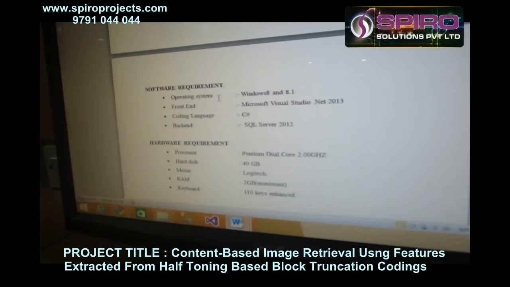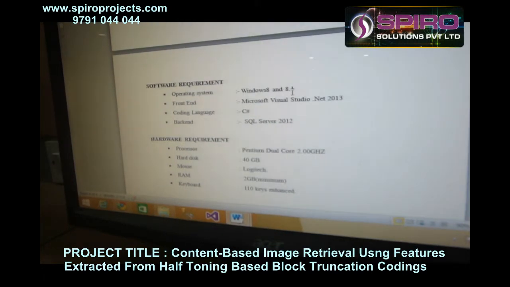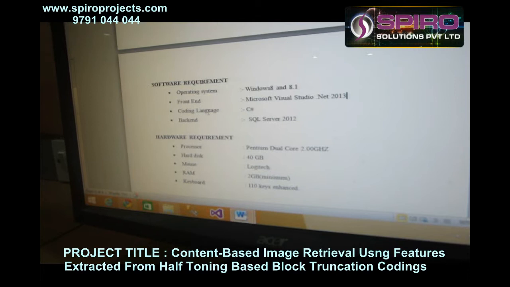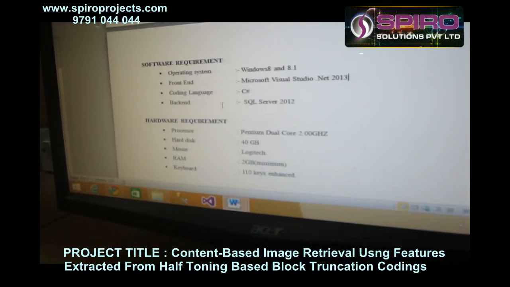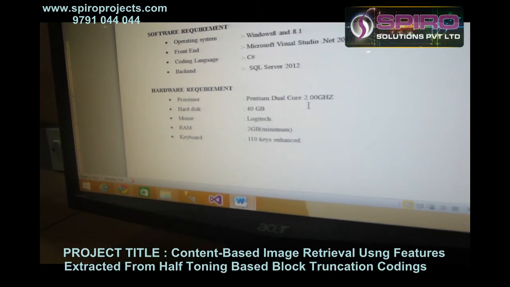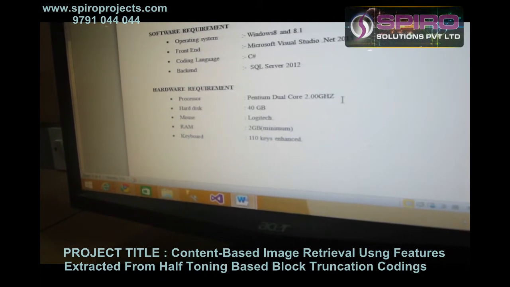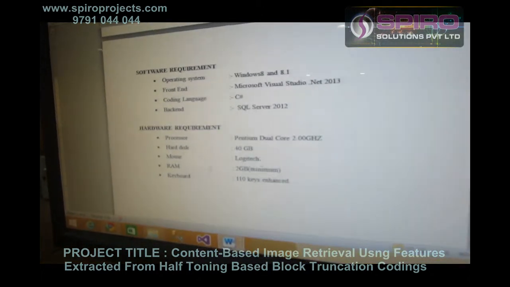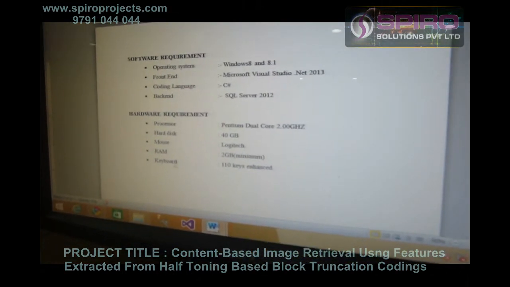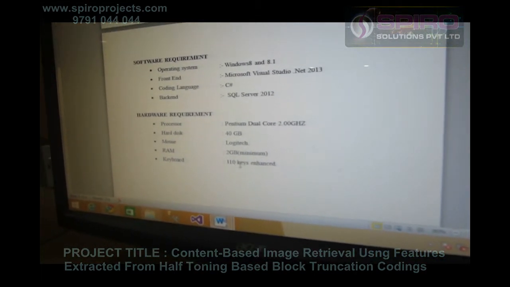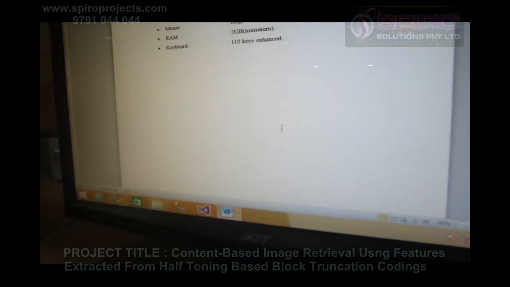Now the software requirements: operating system Windows 8 or 8.1, front end Microsoft Visual Studio 2013, coding language C#, and back end SQL Server 2012. Hardware requirements: processor Pentium dual core 2.0, hard disk 40 GB, mouse Logitech, RAM 2 GB, and keyboard 110 keys enhanced. Thank you.